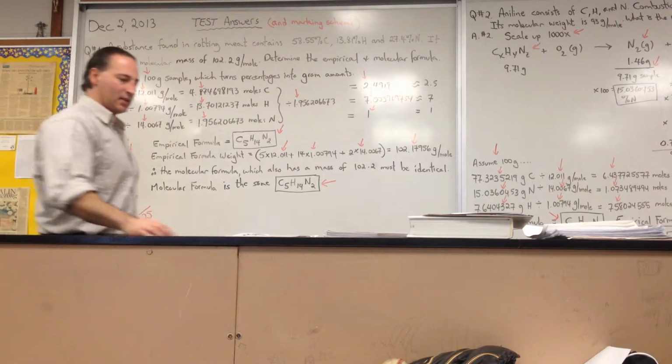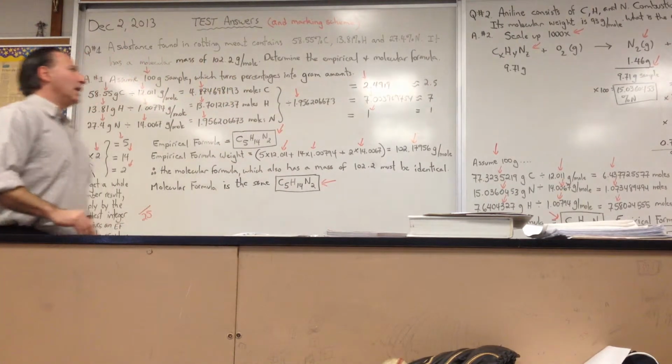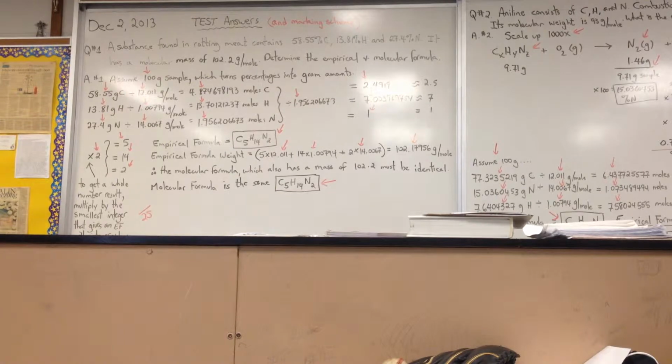So we're looking at the test results. I have included a marking scheme so you can see where I was attributing marks. The red arrows are each worth 1 point.